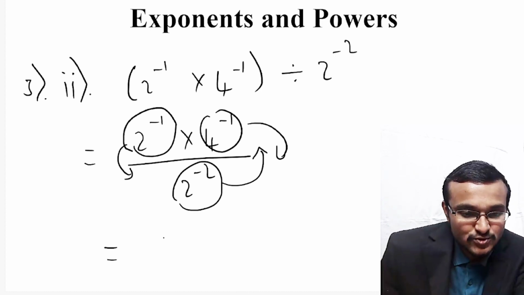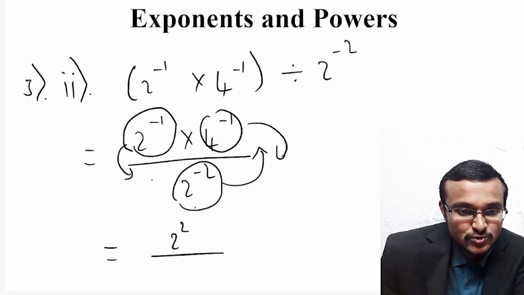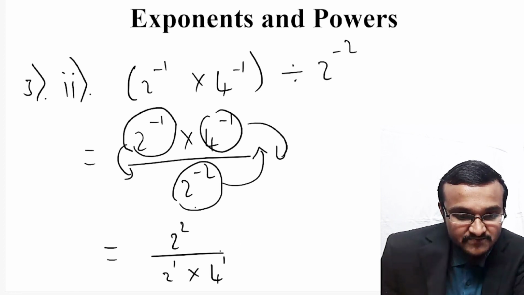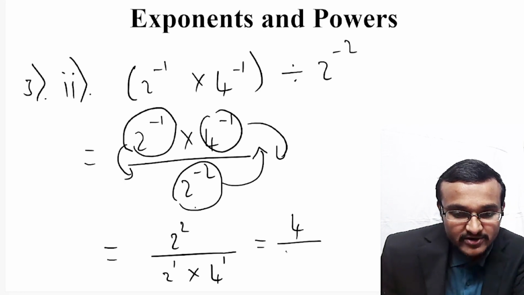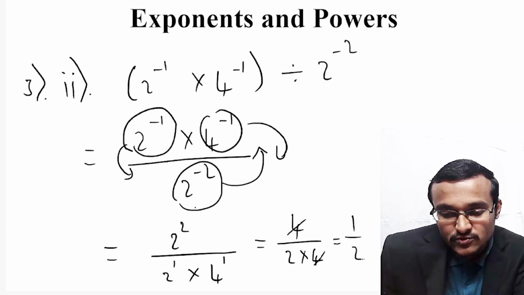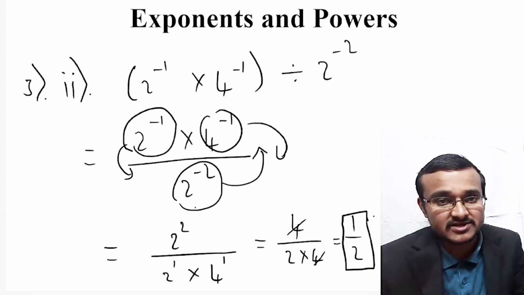So when you do that interchange, 2 power minus 2 will go to the numerator and become 2 power plus 2. 2 power minus 1 goes to the denominator and becomes 2 power plus 1, and 4 power minus 1 goes to the denominator and becomes 4 power plus 1. So 4 into 2 is in the denominator, and 2 square is in the numerator. 2 square is 4 divided by 2 into 4. Here the 4 gets cancelled, and 1 by 2 will remain. So this 1 by 2 is the answer for the second question in this third question.